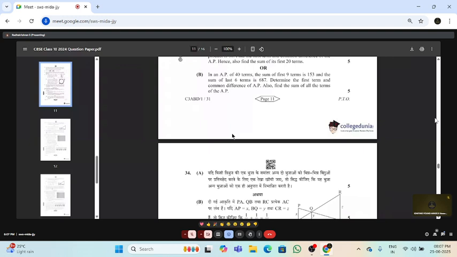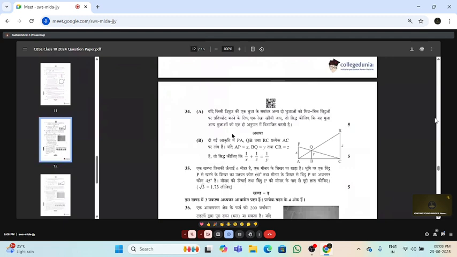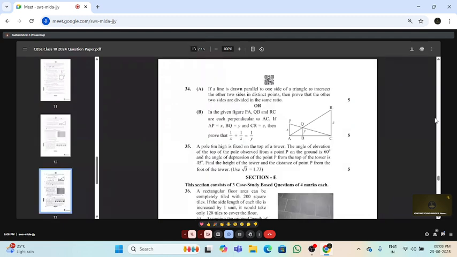Okay, it's a geometry problem. Very interesting problem. Look at problem number 34. Actually, you can use trigonometry or similarity of triangles. Those are the concepts that will apply here. If a line is drawn parallel to one side of a triangle to intersect the other two sides in distinct points, then prove that the other two sides are divided in the same ratio.